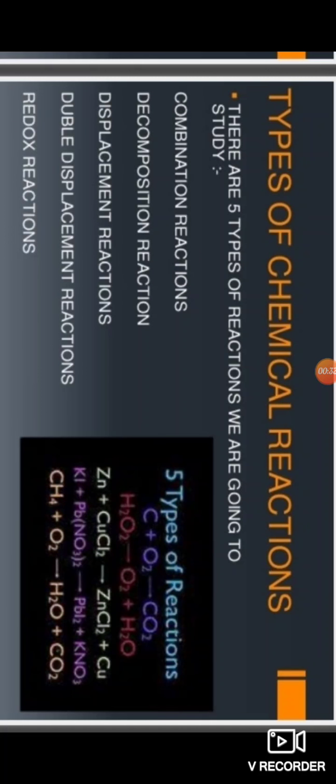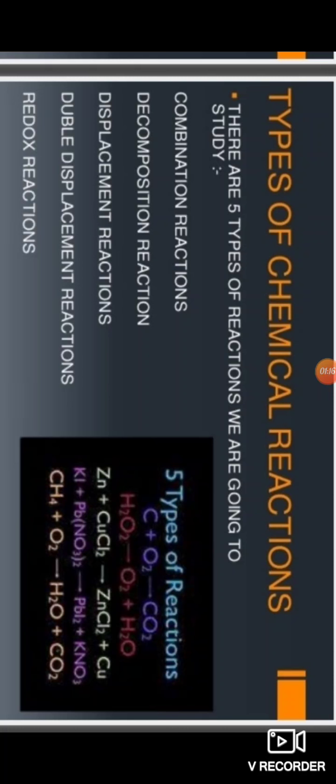Okay, dear students, today we shall discuss the types of chemical reactions. There are 5 types of chemical reactions. We are going to study the chemical combination reaction, chemical decomposition reaction, chemical displacement reaction, chemical double displacement reaction and redox reaction, which are the 5 types of chemical reactions. So, let us see one by one.